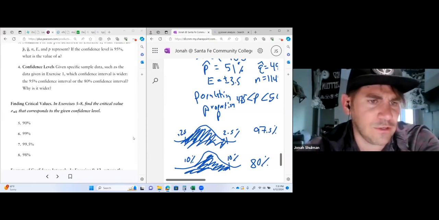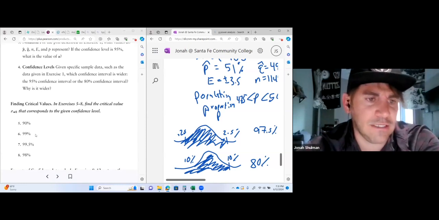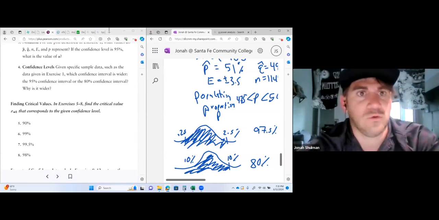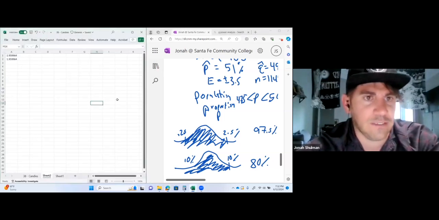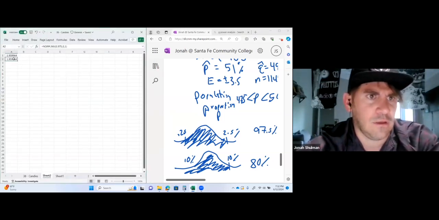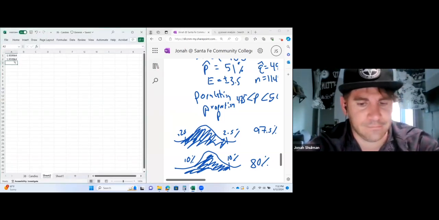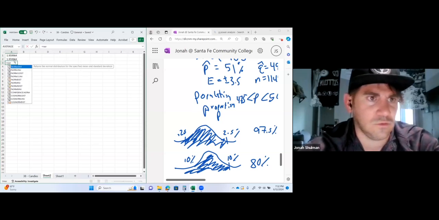All right, so find the critical values for 90% and 99%. Okay, cool. So if we have 90%, I'm going to equals norm.inv.